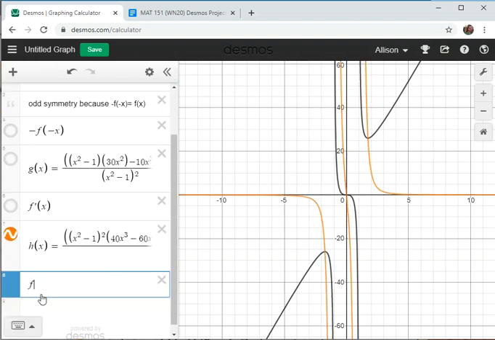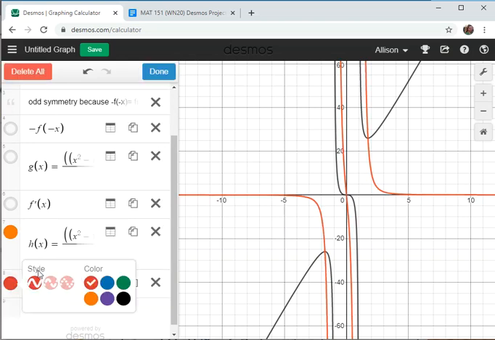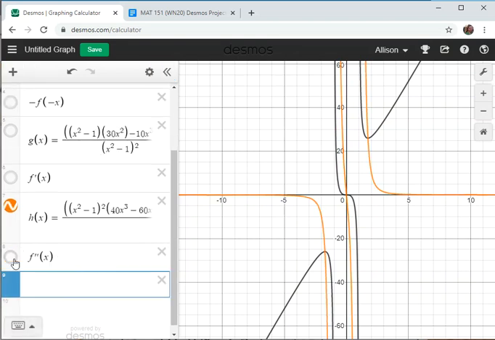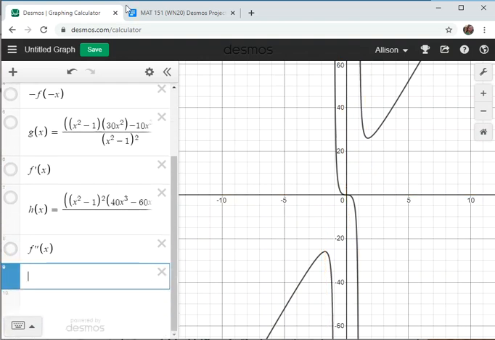Okay, so I'm going to make that orange first, and then I'm going to type in the second derivative and hope it lines up. Good, it did. So I'm going to make that orange also, and I can turn them on and off, and again verify that they're the same, and then turn them both off. Alright, so got a lot going on there.